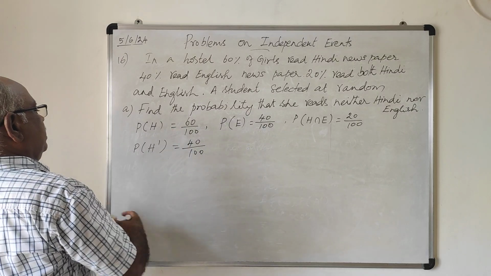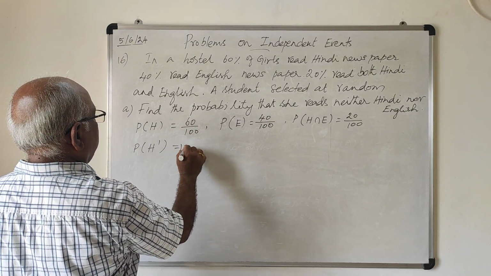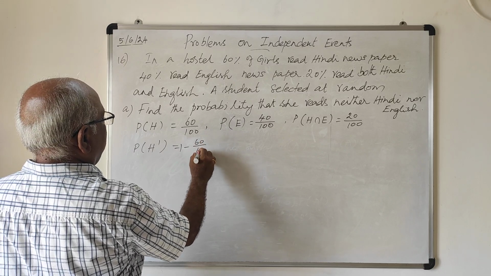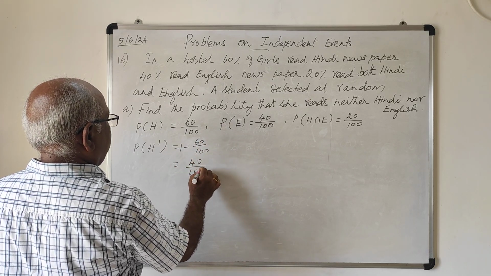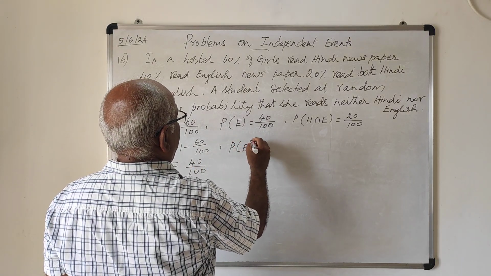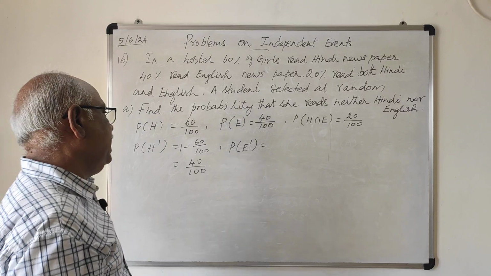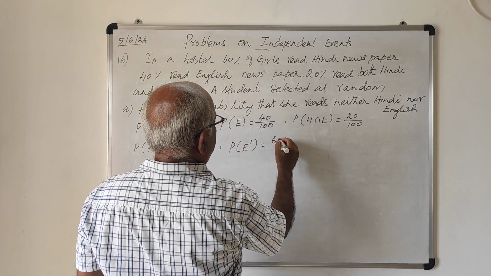P of H is 60 by 100, so H dash is 1 minus 60 by 100. The probability of not reading Hindi is 1 minus 60 by 100, which is equal to 40 by 100. Similarly, the probability of not reading English is 1 minus 40 by 100, which is 60 by 100.